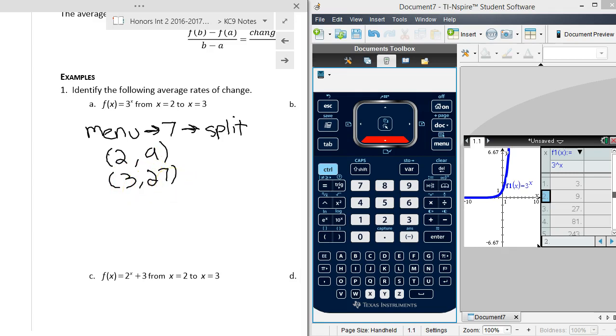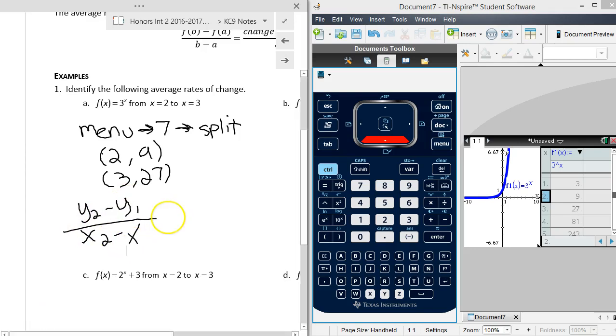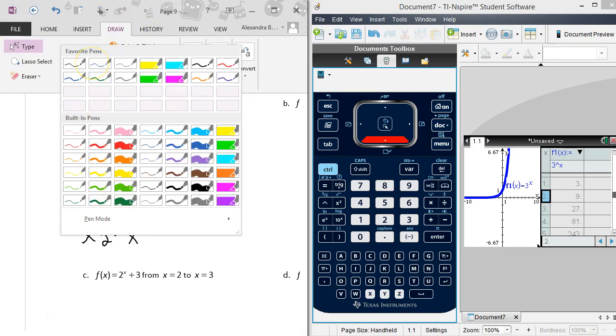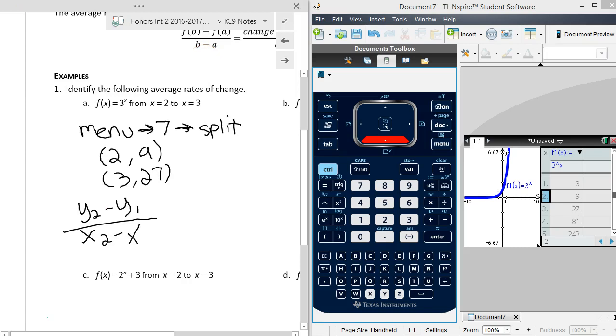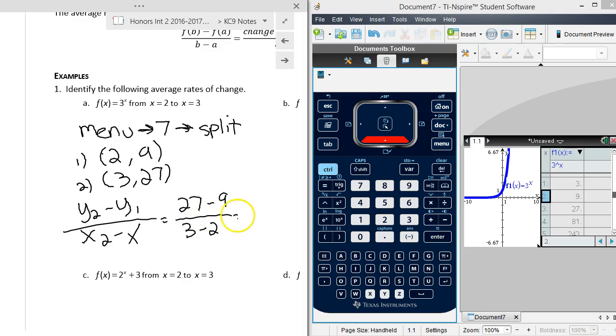Okay. So our rate of change formula, again, the way I like to think about it is y2 minus y1 all over x2 minus x1. Be very careful. Make sure you do the second y minus the first. So your second point minus first. My second point is this point. First point, second point. So my y is first. So 27 minus 9 over 3 minus 2.